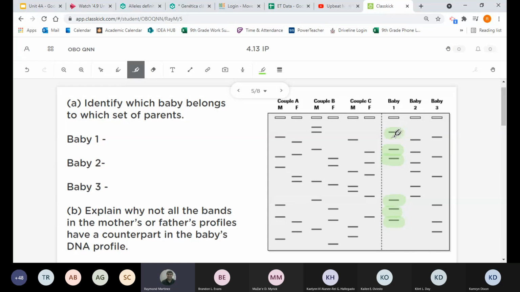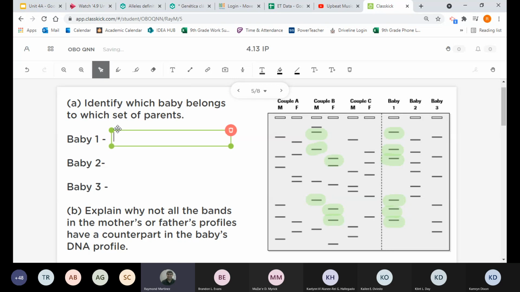Right, so we've got, I see this one here. I see this one here. This one here. And again, I know it doesn't seem that scientific, but this is literally how they do it. And there you go. So the couple that is baby one's parents is going to be couple, ooh, that's bad spelling. Couple B. Very good, you guys.